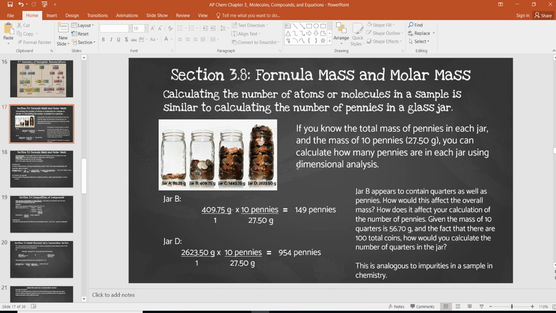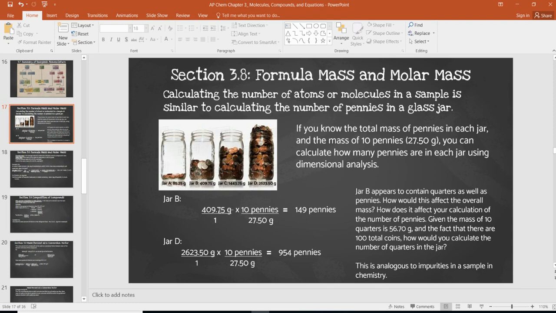Okay, so we're going to use dimensional analysis, which remember is just a fancy way of saying we're canceling out the units to convert from one unit to another. So for jar B, we started with this mass of 409.75 grams. That's how much this jar weighs in grams. Okay, and we're going to use our conversion factor here with grams on the bottom and number of pennies on the top. And you can see the grams have canceled out.